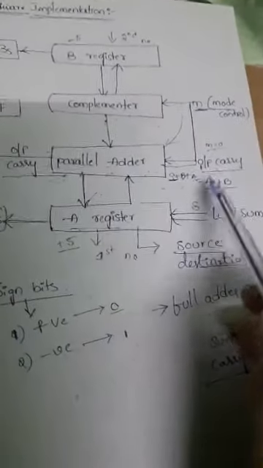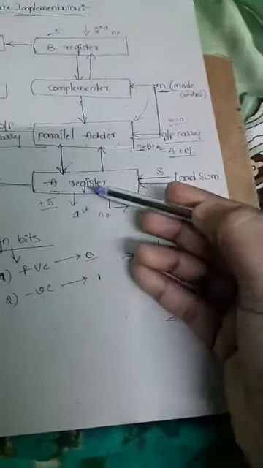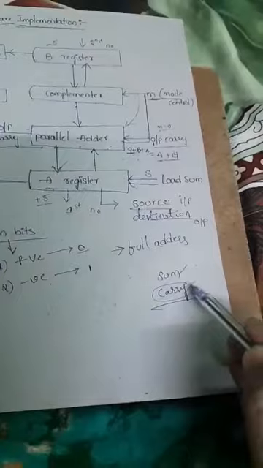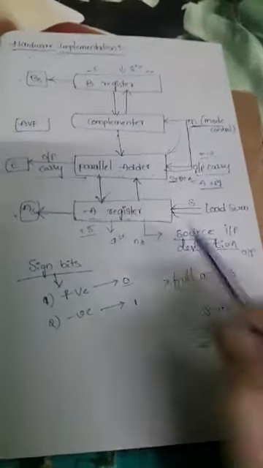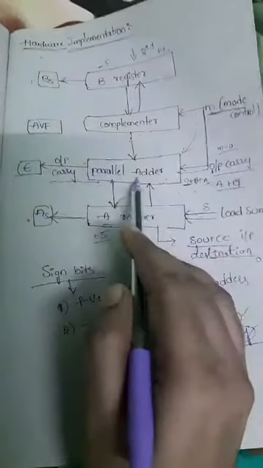So getting my point? Here we are doing the addition operation. So how many results are we getting? Two results, sum and carry, right? The sum will be stored in the A register. And what about carry? If any carry is produced while doing the addition operation, that output carry will be transferred to the E flip-flop.